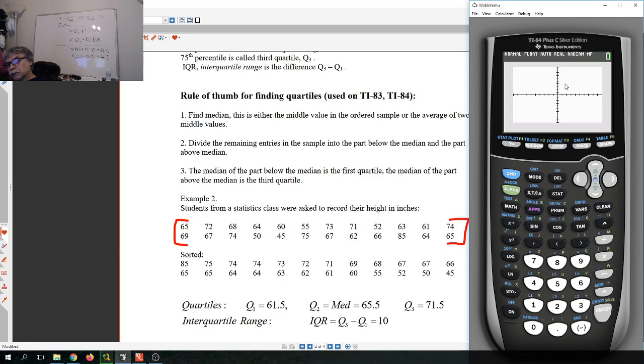So when I was graphing my box plot, I was using the scale from 40 to 90. That's what we're going to do. So we will select our window differently than what we see here. So you have to use the window option.